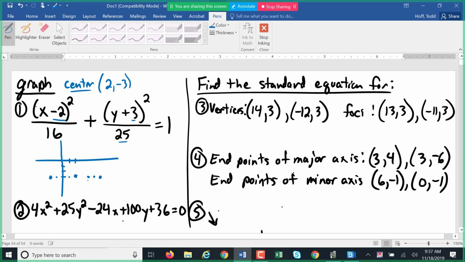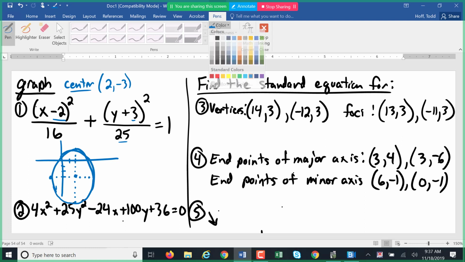The 25 here says my vertical semi-axis is 5 units long. So up 1, 2, 3, 4, 5, and down 1, 2, 3, 4, 5. So my oval, oops, I didn't do that very well going to the right there. Let's try that again. It is slightly elongated in the vertical direction.